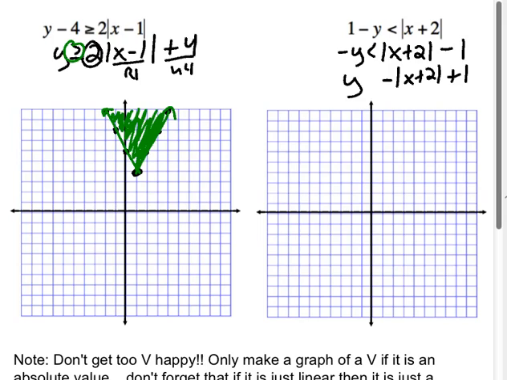Now remember inequalities. If you divide by a negative, remember it flips the direction of your inequality as well. Okay, so don't forget to also do that, to flip its direction if you ever divide by a negative.